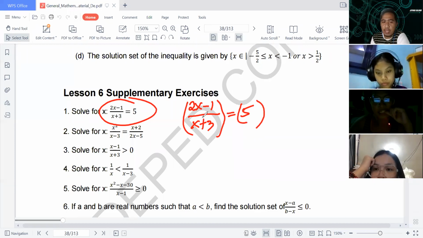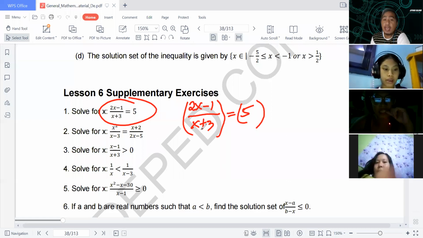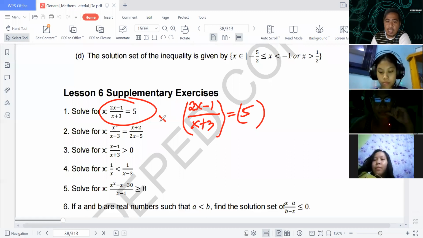Before you determine the LCD, what is the denominator in the left side? x plus 3. How about in the right side? 1. Okay, by that, it is very clear that your LCD is x plus 3. Do you agree with me? Yes, sir.